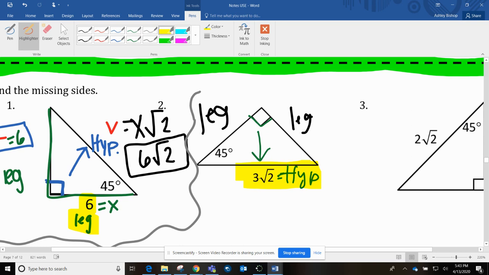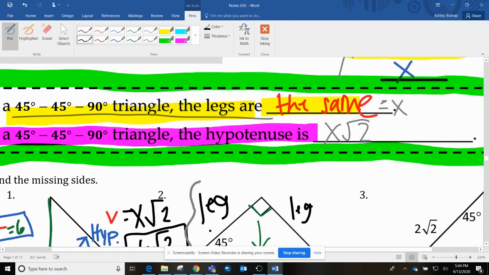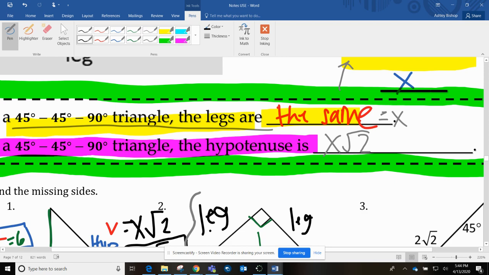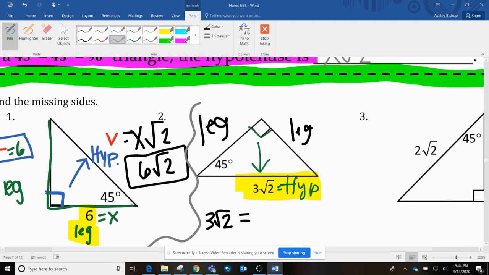So now you are going to take what you were given, 3 times the square root of 2, and set that equal to what the rule says in your reference triangle. So here are my rules. I have two rules here, the one that's highlighted in yellow and the one that's highlighted in purple, and line it up with what you were given. We were given the hypotenuse. So in a 45, 45, 90 degree triangle, the hypotenuse is whatever x is times the square root of 2. So it's whatever x is times the square root of 2.